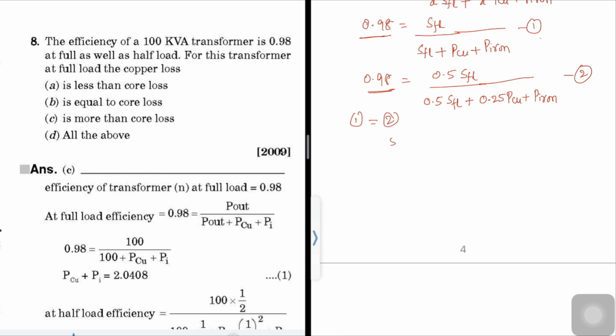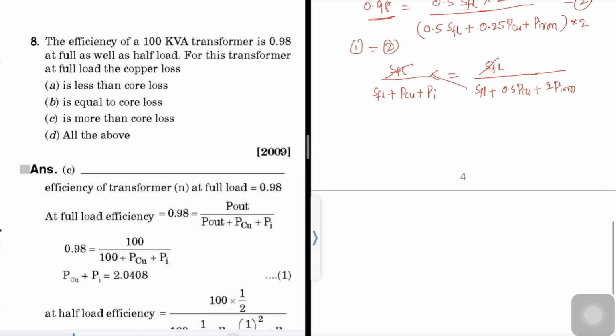Okay. So SFL by SFL plus P copper plus P iron equal to 0.5. So what I will do, I will multiply with 2 on numerator and denominator. So the numerator will become SFL, the denominator become SFL plus 0.5 P copper plus 2 into P iron, right? So now these two will be cancelled.